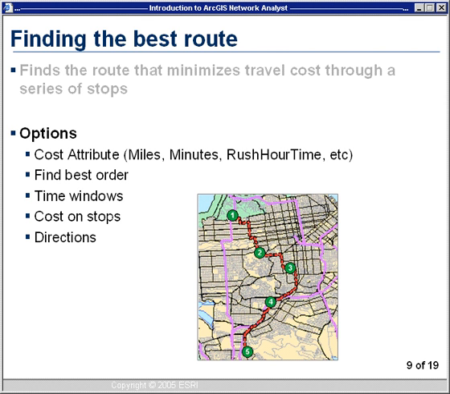You can use time windows during analysis to specify the valid time of day to reach each individual stop. You can add additional cost at each stop representing service time, unloading time, and other forms of wait time. You can also get turn-by-turn directions for the route. Let me show you some of these operations in action.